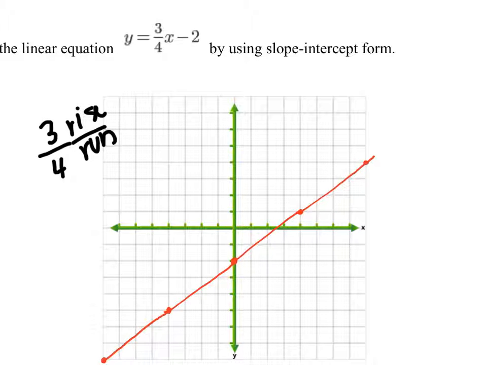So this tells me to, starting here, go 3 rise, 4 run. So 1, 2, 3 is my rise, 1, 2, 3, 4 is my run. I put a point. I can go back to the start and go in the other direction. 1, 2, 3, I can go down, but then I would just have to go backwards. So now I have a nice positive sloped line, which is what I expect.